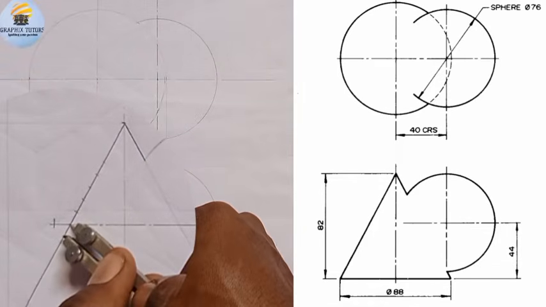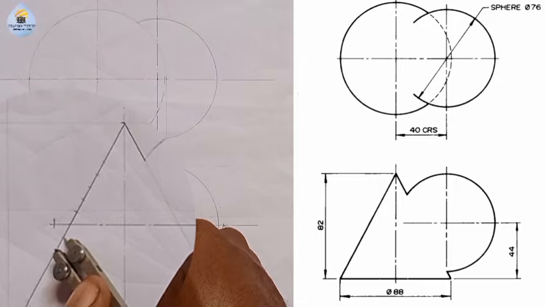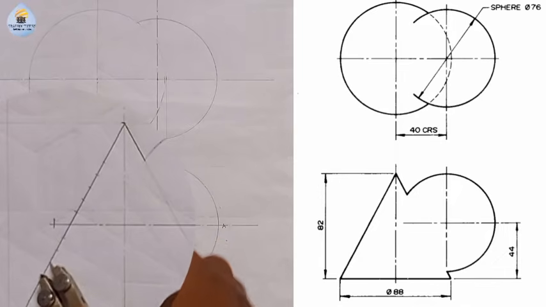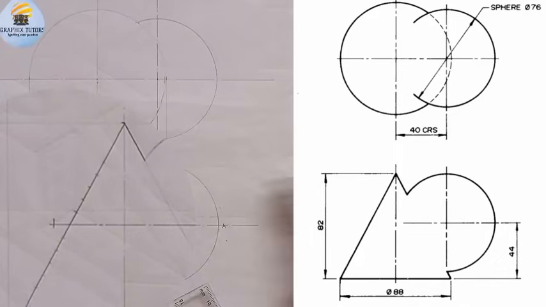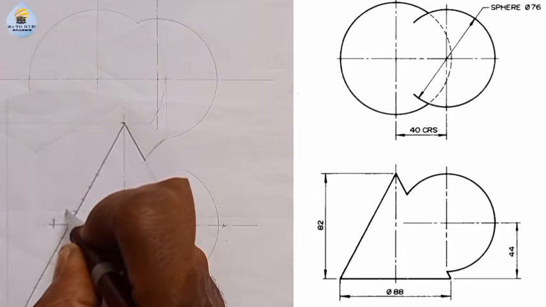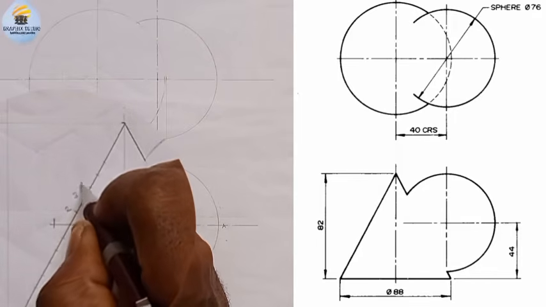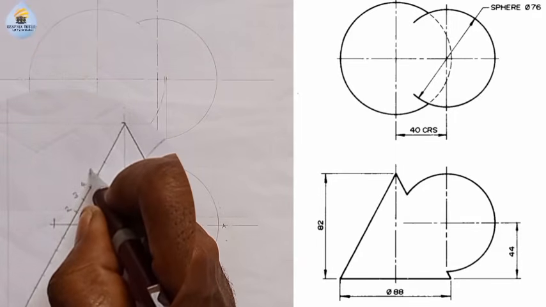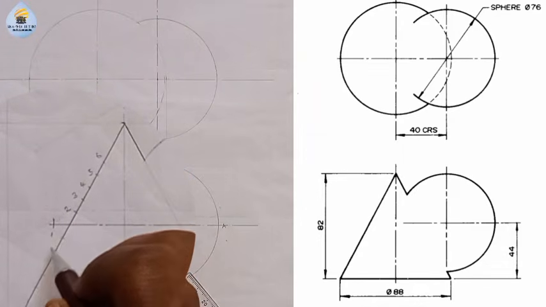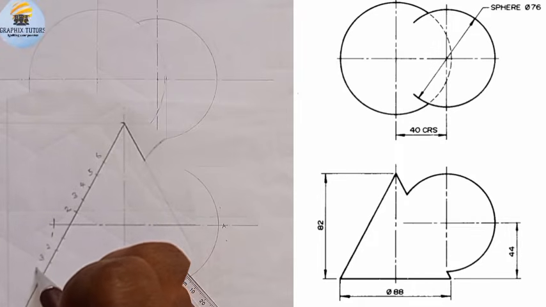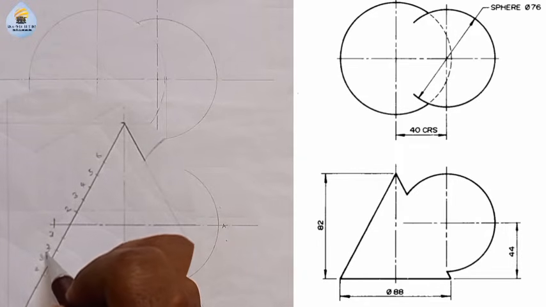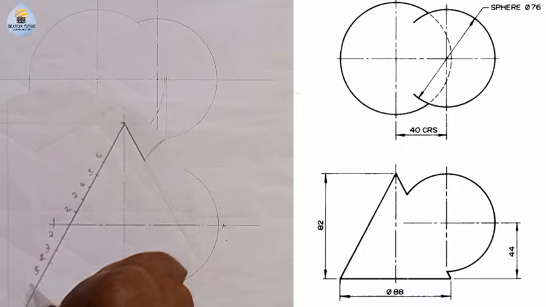I'll do the same thing downward too. This will be 1, 2, 3, 4, and 5. That's okay. So let's say this is 1, this will be 2, this will be 3, this will be 4, this will be 5, and this will be 6. I'll come here again and mark 1, 2, 3, 4, 5, and 6.